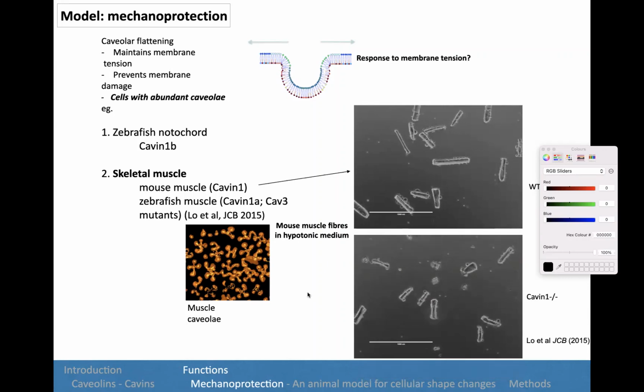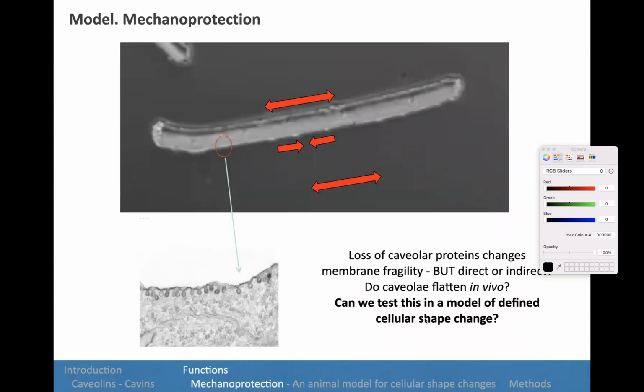So our model is summarized on this slide. We suggest that the loss of caveolar proteins changes the membrane fragility. So you have no caveolae. When there are these shape changes, the caveolae would flatten out. But this is only a model. There could be many; that's our model, but it really is just our speculation.